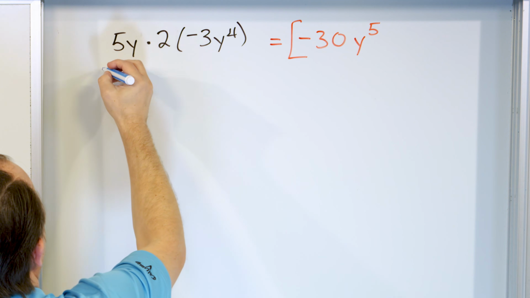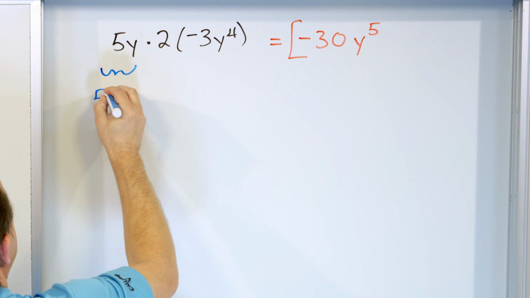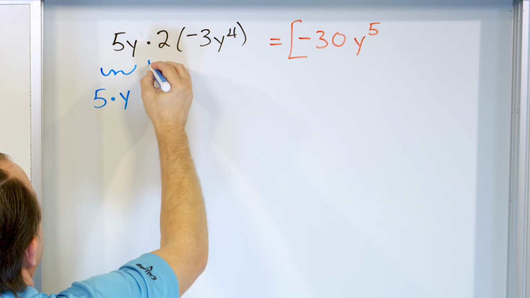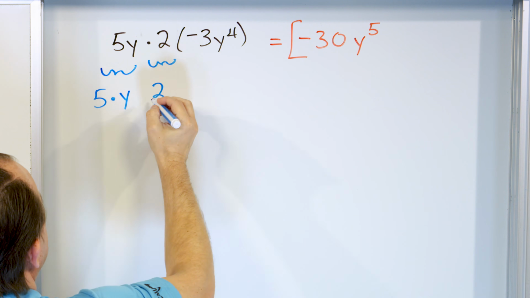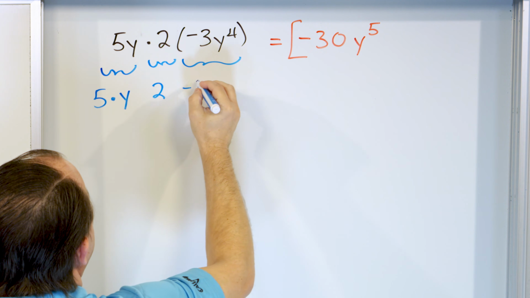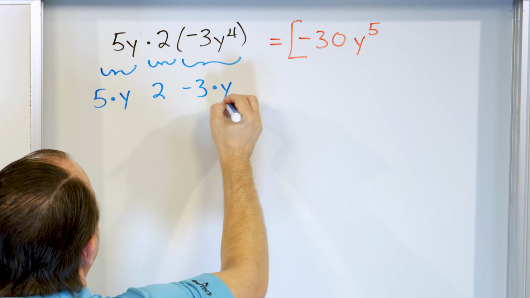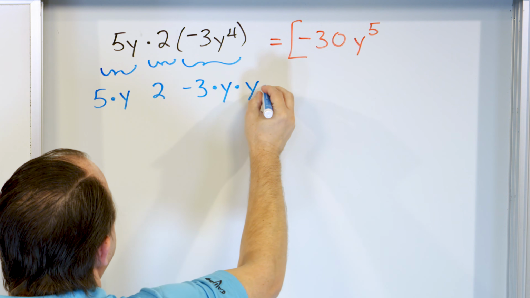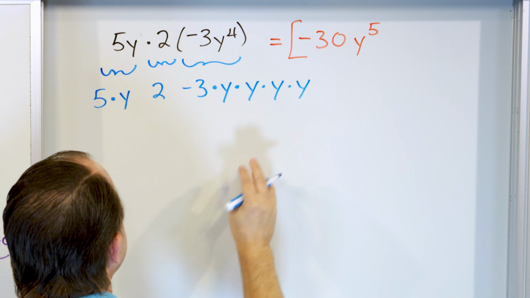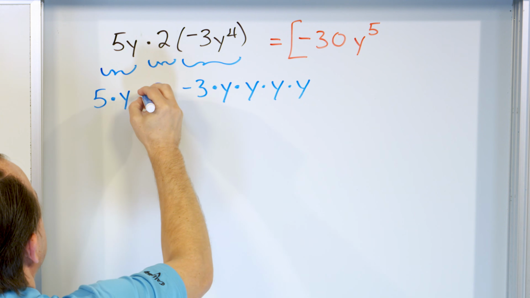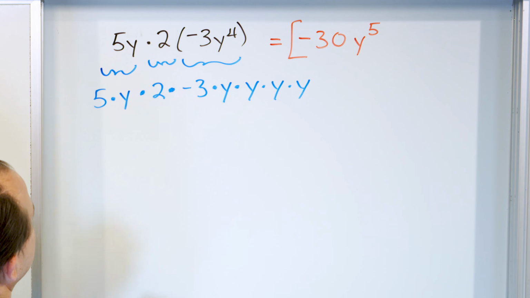So let's blow this out. What is this right here? This is just 5 times y. What is this right here? It's just the number 2. And what is this right here? This is negative 3 times y to the 4th, which is 1y, there's number 2, there's number 3, there's number 4. So this is all multiplied together.